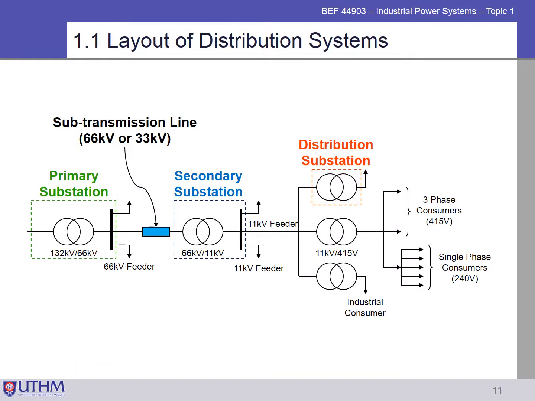This is the layout of the distribution system. We can see here there are 3 parts. The first one is the primary substation, which steps down to the secondary substation, and then steps down to the distribution substation. There are several transformers at the distribution substation, which cater to different types of load. An industrial consumer is isolated from the other consumers, because it uses its own voltage without sharing with other consumers.